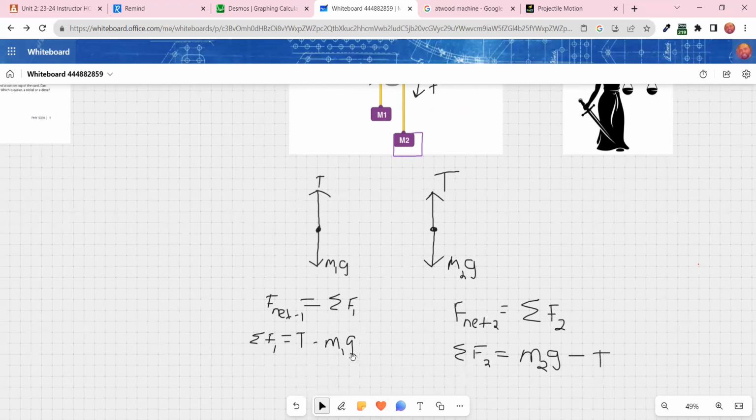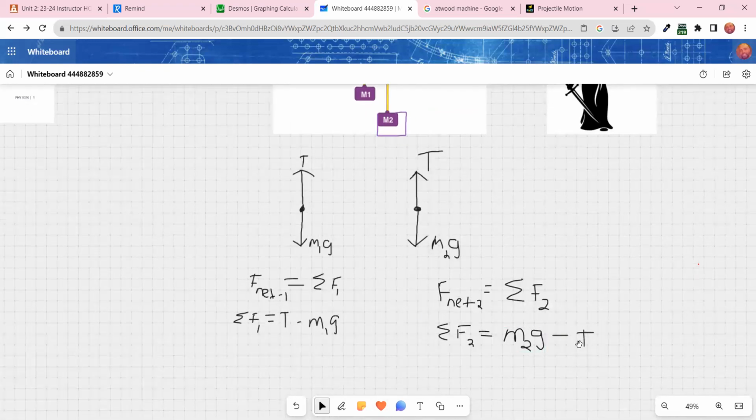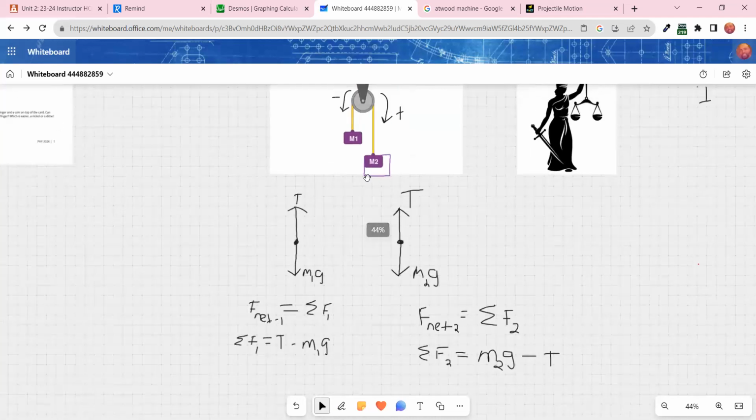So over here, weight minus tension: the weight is pulling this guy down and the tension is slowing it down. Over here, the tension is pulling it up, which is positive, but the weight is slowing it down. So weight minus tension, tension minus weight. Yes? Because we have said that this is positive and this is negative. If it were the other way around, it would be reversed.